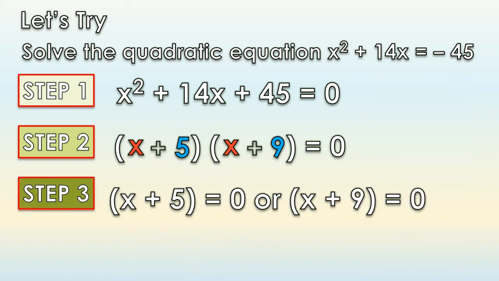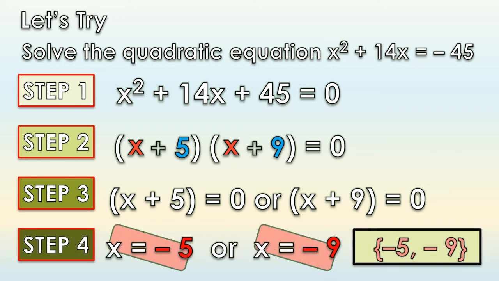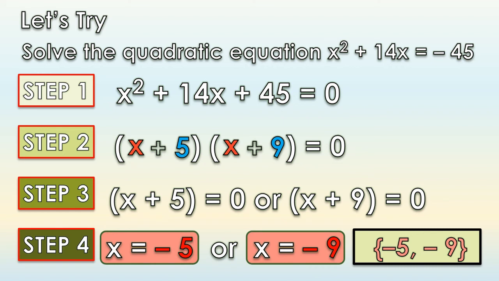Step number 3, set each factor to 0, or use the zero product property. And for step number 4, solve each equation. So for our solution, we have x is equal to negative 5 or x is equal to negative 9.